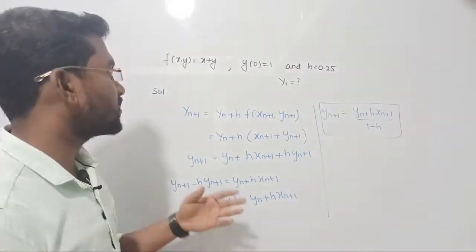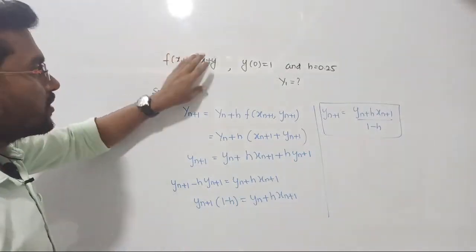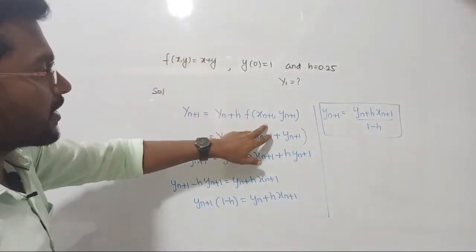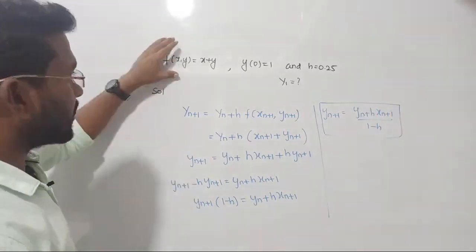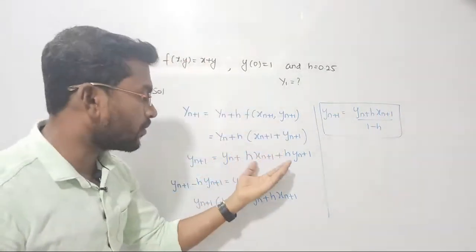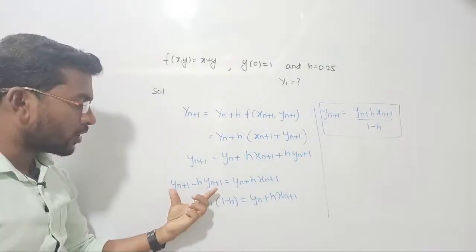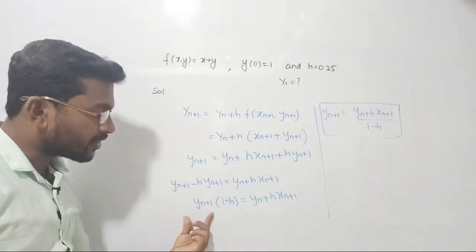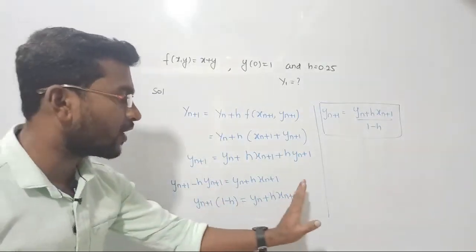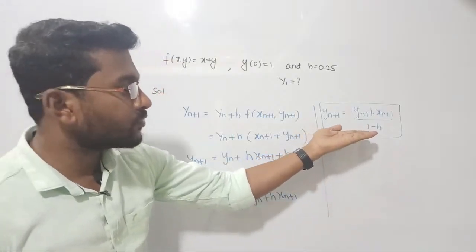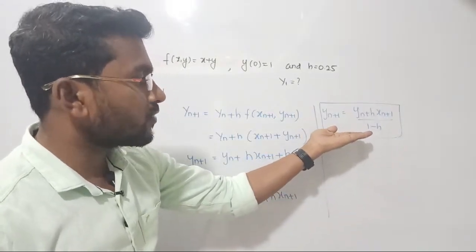There is nothing to understand. An equation is given to you. Just write this equation in terms of xn plus 1 and yn plus 1 and substitute, and then collect all yn plus 1 terms on one side, keeping yn plus 1 on the left-hand side, and pass the rest of all terms to the right side. Finally, if you observe, your new equation will become this format.